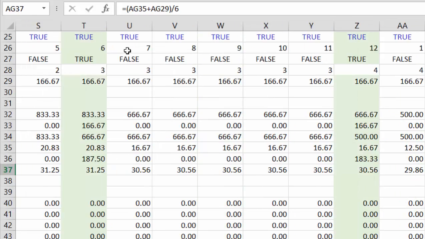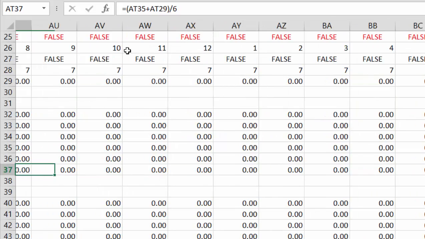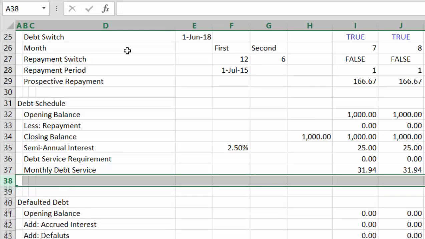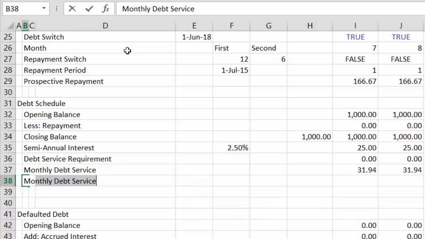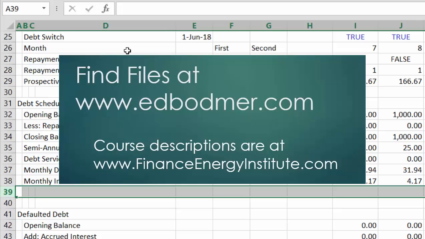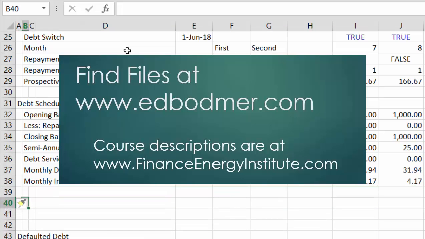So this is our monthly debt service. Okay, and actually, what we should really do while we're at it is put monthly interest. And if we have a monthly model, we're going to have accrued interest. So let's divide this by 6. I know I shouldn't do that.